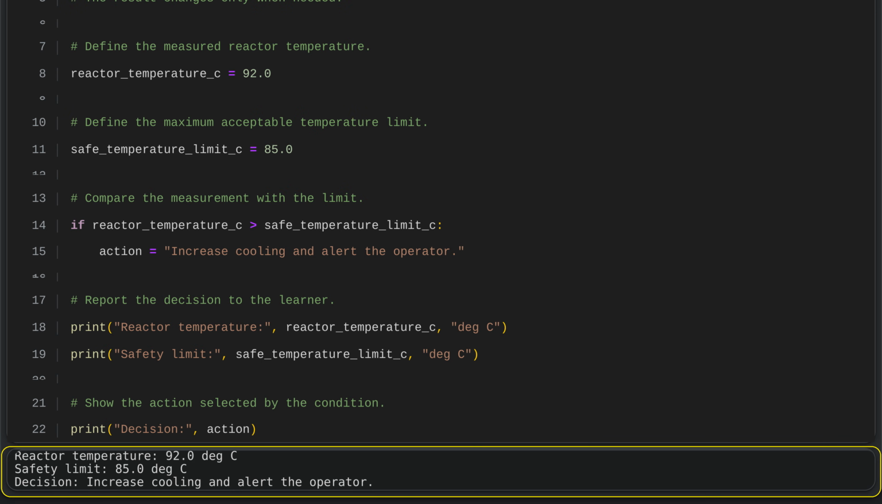This script demonstrates reactor safety logic by checking whether the current temperature is above a safe limit. Since the reactor is at 92 degrees Celsius and the limit is 85 degrees, it triggers increased cooling and alerts the operator. The output reports the temperature, limit, and action taken, showing conditional logic in a safety-critical setting.